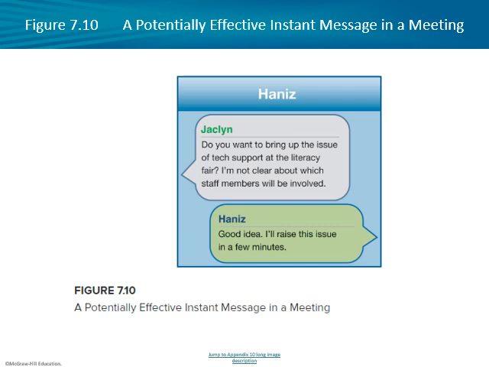And then a potentially effective instant message in a meeting: "Do you want to bring up the issue of tech support at the literacy fair? I'm not clear about which staff members will be involved." "Good idea. I'll raise the issue in a few minutes." So this might be a little group chat going on. Maybe somebody's speaking, and some of the other panel members or employees at the company are down there, so they might want to text.